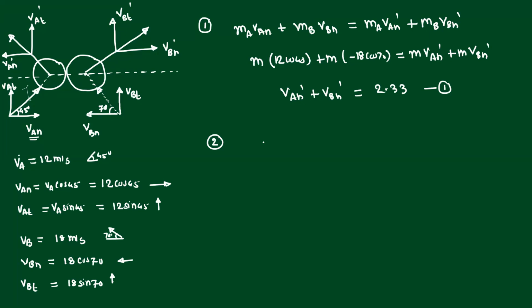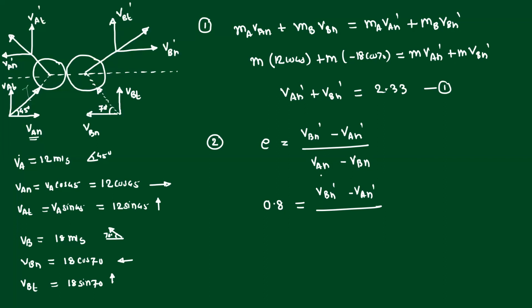Now use the second equation for the coefficient of restitution. E is equal to VBN dash minus VAN dash divided by VAN minus VBN. The E value is given in the problem, this is 0.8. So 0.8 is equal to VBN dash minus VAN dash divided by 12 cos 45 minus, VBN is on the negative side, so minus 18 cos 70. So this minus minus becomes plus, and the answer is 14.64.